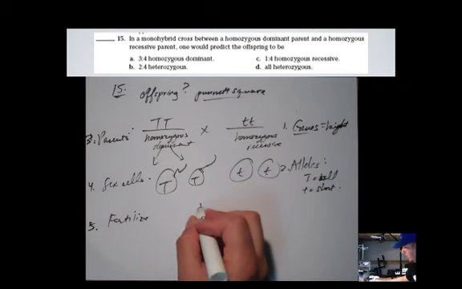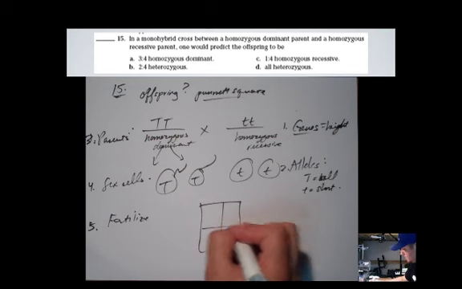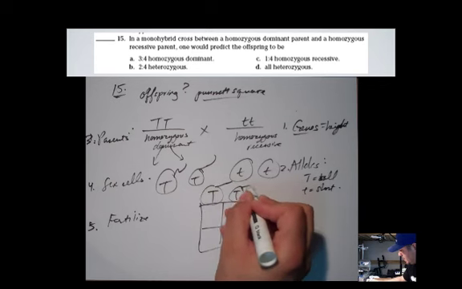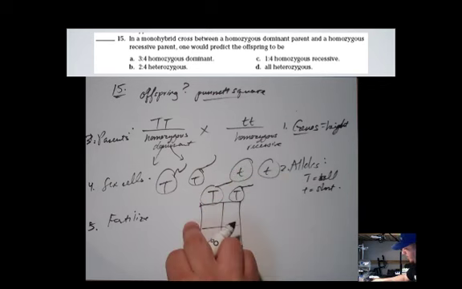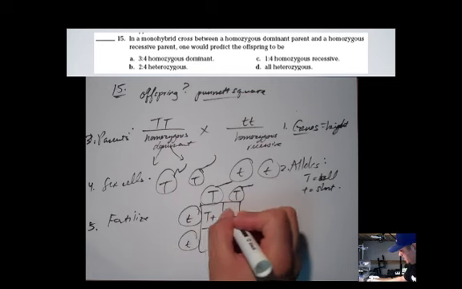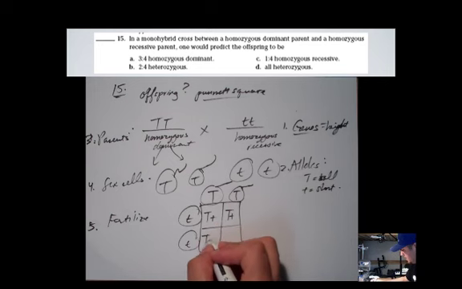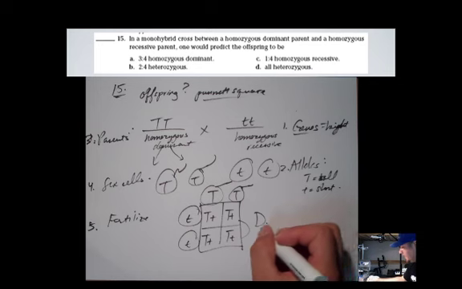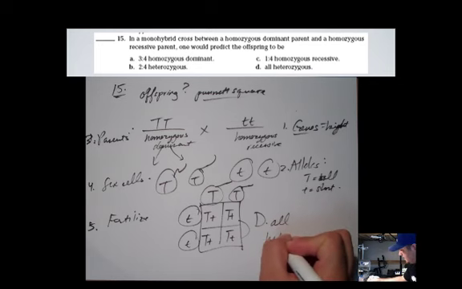Real easy. Go ahead, put them in the box. Big T, big T. I'm just transferring them there. I'm putting the eggs over here now. Little t, little t. Down and across, down and across. And what's the answer? Well, they're all going to be tall, so look at the choices. If you look at all of them, the correct answer is D. They're all heterozygous.